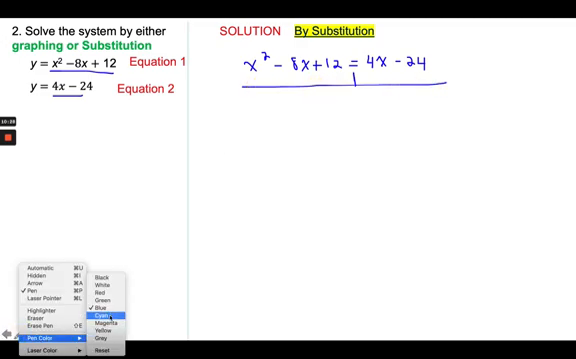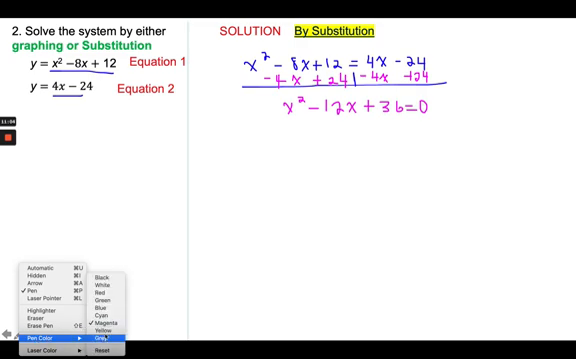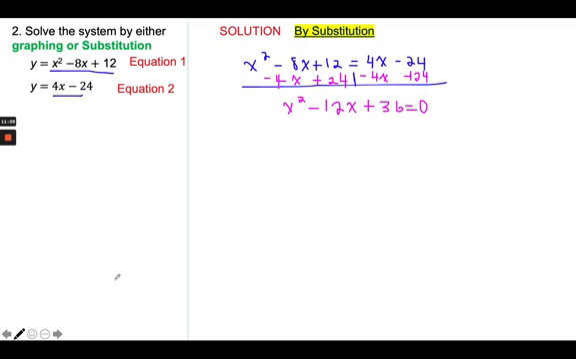So I will make this into standard form. I'm going to subtract 4x, add 24. So we get x squared minus 12x plus 36 equal to 0. Once you get here, you can solve either using factoring if it works, completing the square, or the quadratic formula. For me, since we just learned the quadratic formula, I'm going to use the quadratic formula. So here my a is 1, my b is negative 12, my c is positive 36. Once again, you do not need to use the quadratic formula. You could just use other methods.